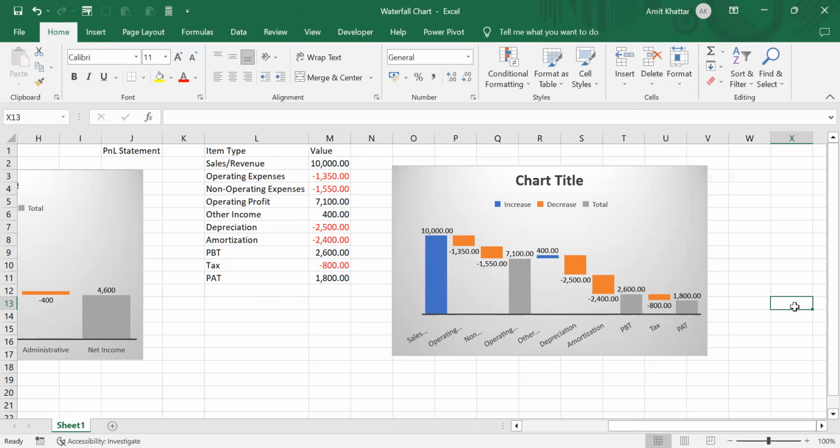I'm deriving profit before tax. Now, when I deduct tax out of it, I'm getting profit after tax. So this way, I'm representing my P&L in a much better way using a waterfall chart. So this is how a waterfall chart can be used to depict data in Excel.